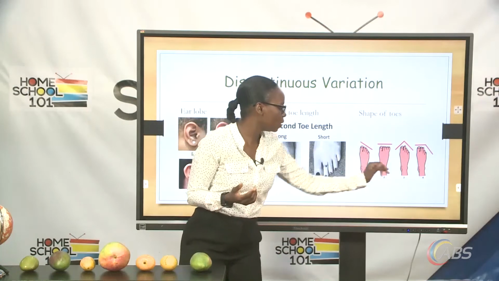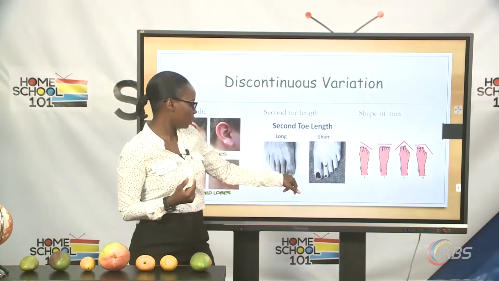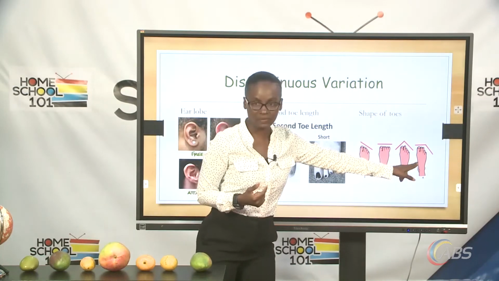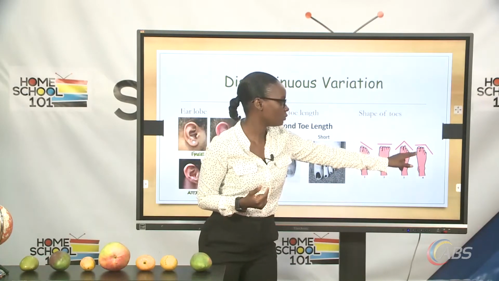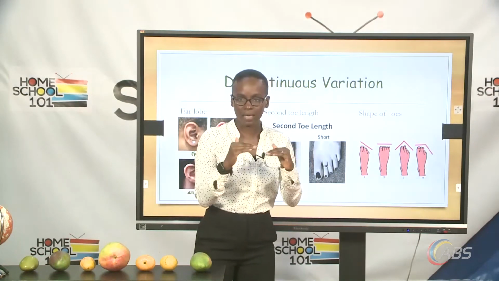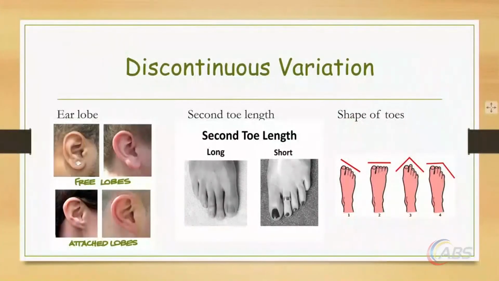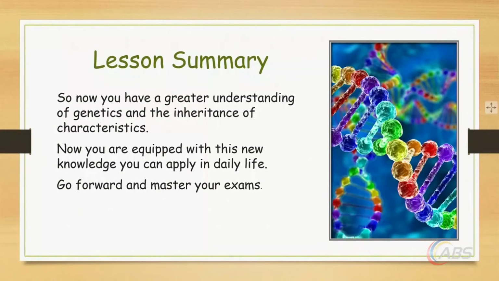This is one that we looked at because remember, we looked at the second toe being long, and this one I've never seen before. It's like the first 3 toes are on the same height, and then the last 2, they just are very short. All right, so that's discontinuous variation. So we're going to summarize today.